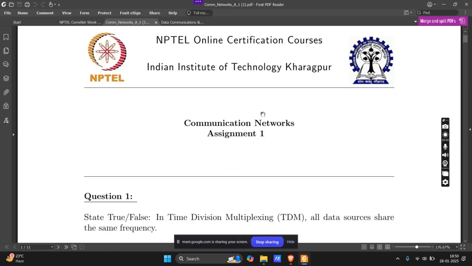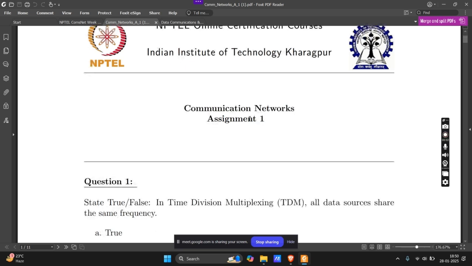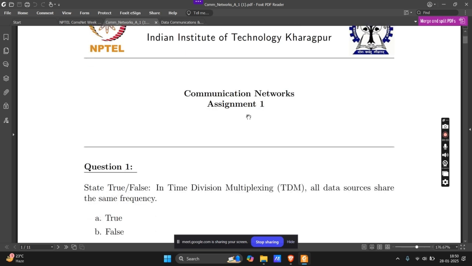So the first question is, state true or false. In time division multiplexing, all data sources share the same frequency. True or false? Tell me. Is it true or is it false? In time division multiplexing, all data sources, meaning all the packets, share the same frequency.